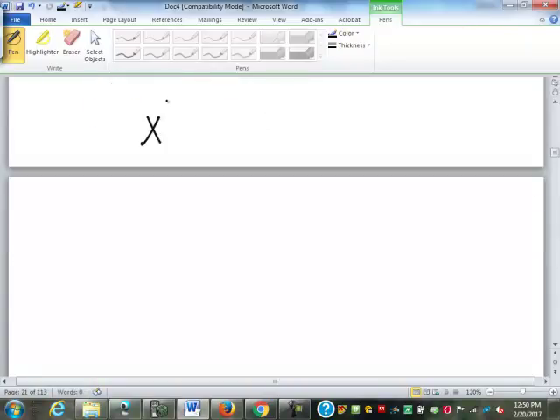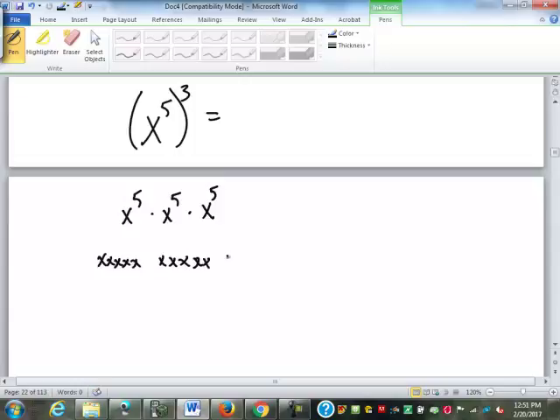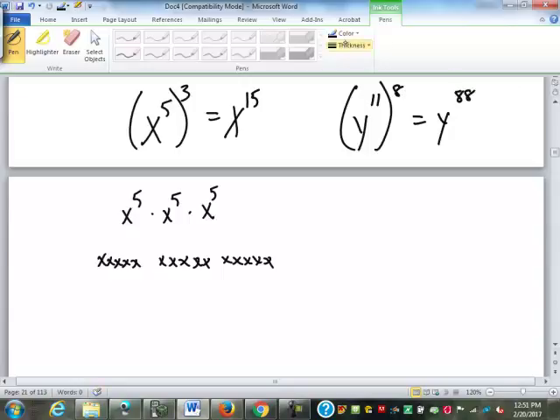How about x to the fifth to the third power? That's saying 3 x to the fifths multiplied together. Each x to the fifth is 5 x's, which means there's a total of 15 x's. So this is x to the 15th. So if I have y to the 11th to the power of 8, that's going to be y to the 88th.